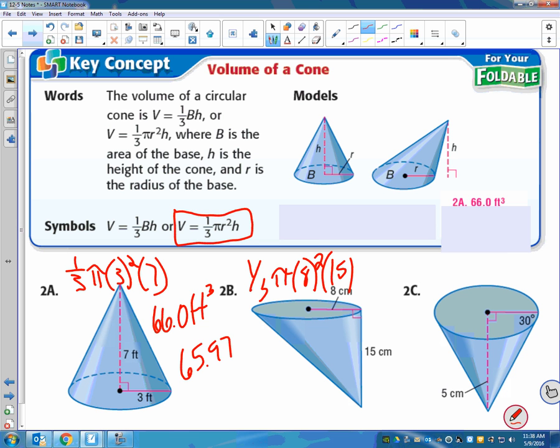I almost forgot my 1/3 on that, kids. Did you get that done? 1/3 times pi times 8 squared times 15, 1005.3. Because the height is over here, it's oblique, so the height's just 15. Is that true or not true? Say that. It does. The height is going to be the right angle.